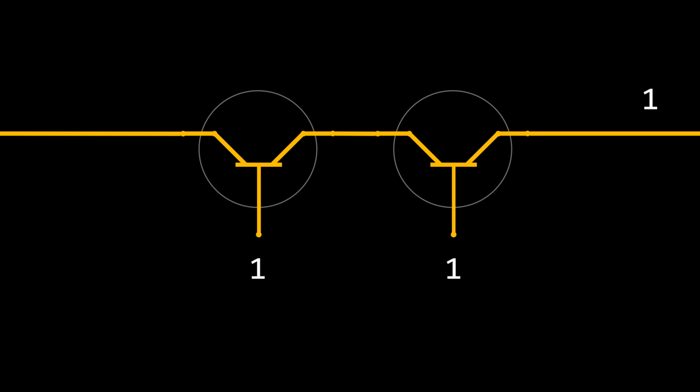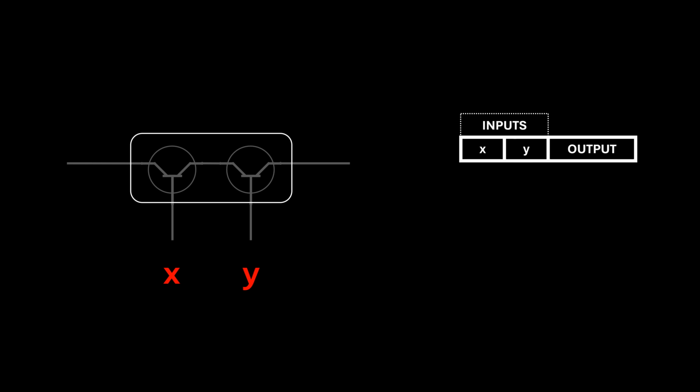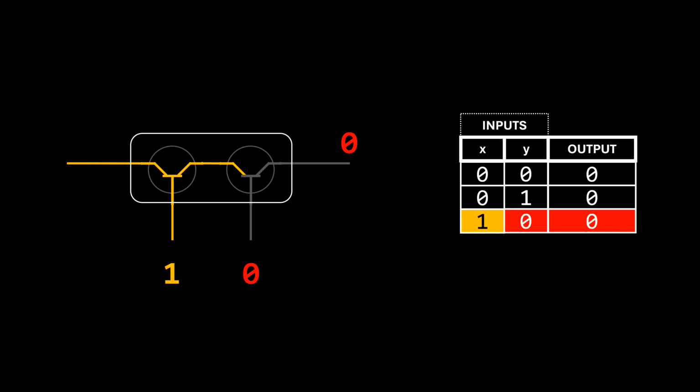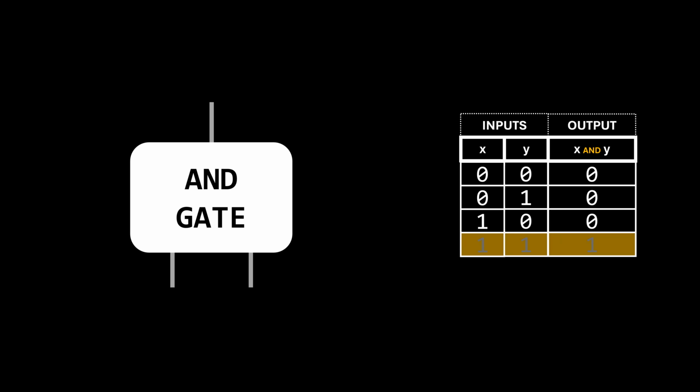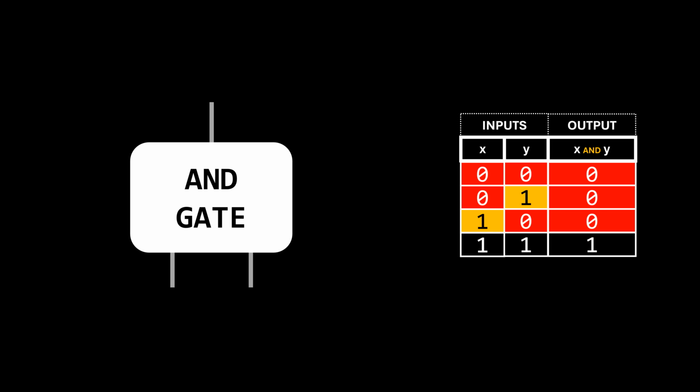This is where we begin to apply a powerful concept called abstraction. Instead of focusing on the individual transistors in the circuit, we can abstract this into a white box, a box that consistently outputs a specific value based on two given inputs. This is known as an AND gate. An AND gate outputs a value of 1 if and only if both inputs are 1. Otherwise, the output will be 0.